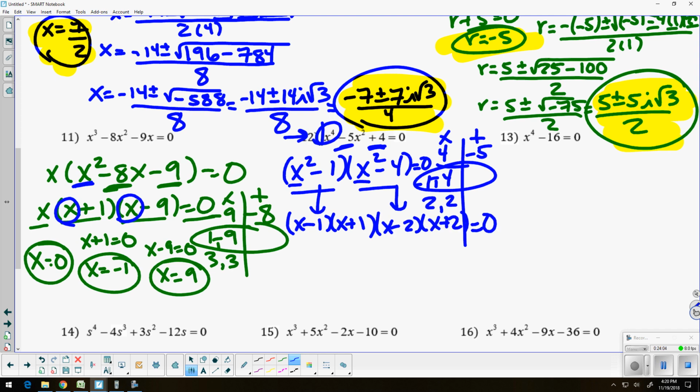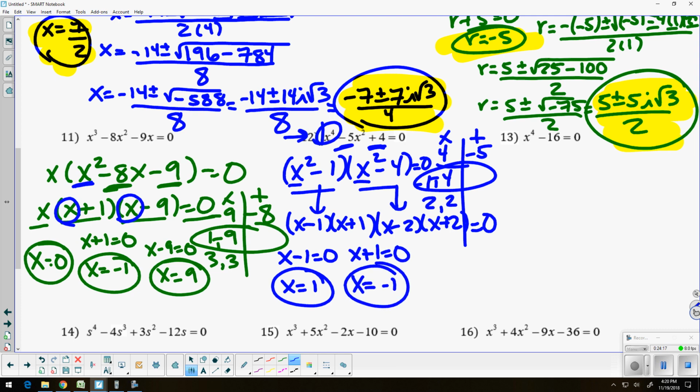So solving this one from left to right, we should get 4 answers altogether. If you set each one equal to 0, x minus 1 equal to 0, you get x equals 1. Set x plus 1 equal to 0, x equals negative 1, so on and so forth, x equals 2, then x also equals negative 2. So you get 4 answers altogether. Okay? On to the next one.